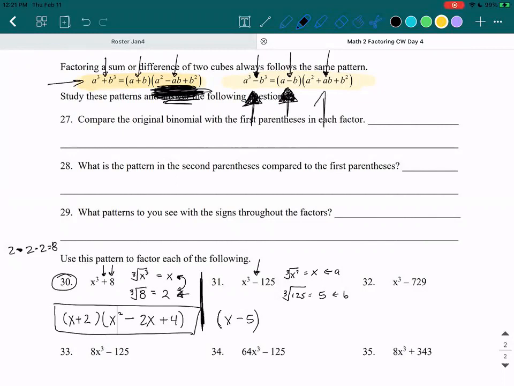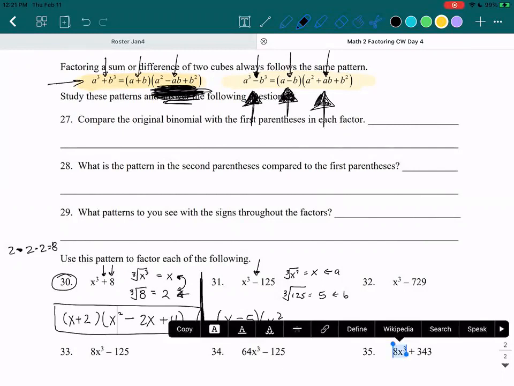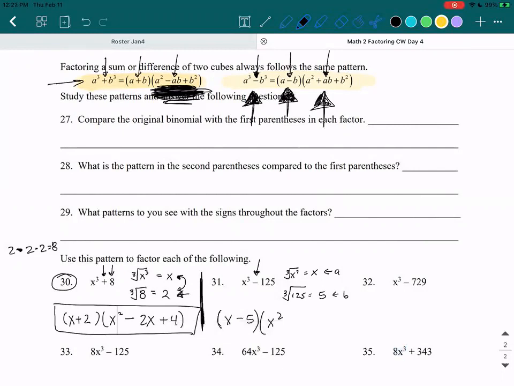And now let's deal with this part. So we have a squared plus ab plus b squared. So our a squared is x squared. And our plus ab is x times 5. So plus 5x. And then plus b squared, so plus 25. And so that would be for number 31.